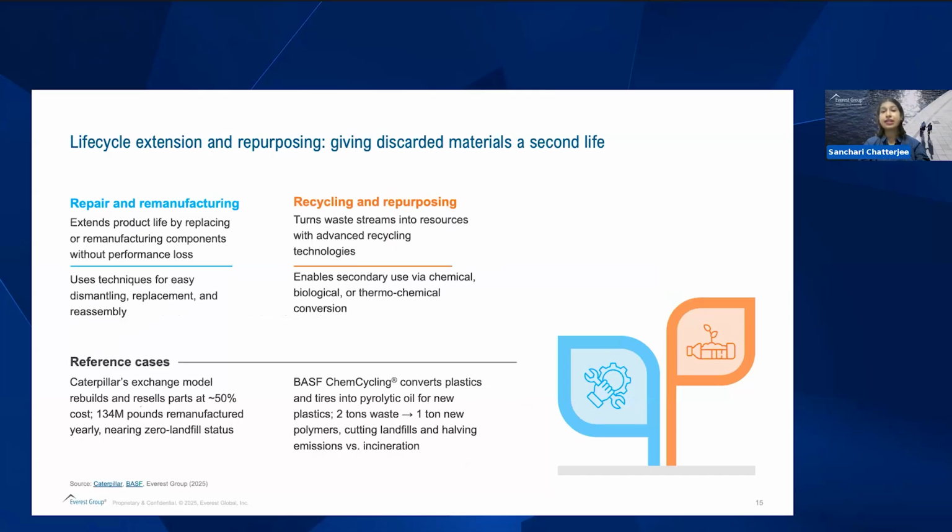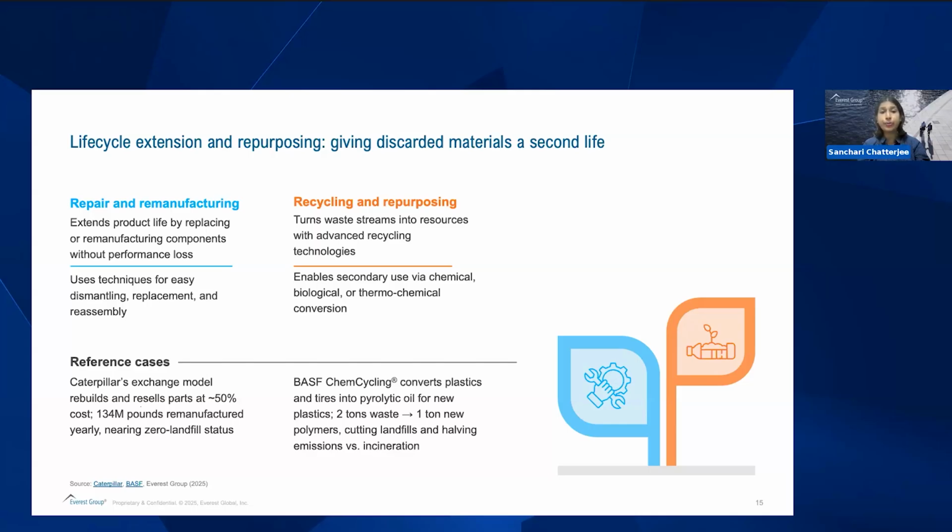Now, extending a product's life or repurposing its materials is often the easiest way to lower costs and emissions. Now, let's start with repair and remanufacturing. Companies replace or rebuild components without any loss in performance. Here again, we can take an example of Caterpillar, and that's a fantastic example as well. So they rebuild and resell manufactured parts at about half the cost of new ones, processing about 134 million pounds of components every year. And that's massive. And they're approaching zero landfills in some operations as well.